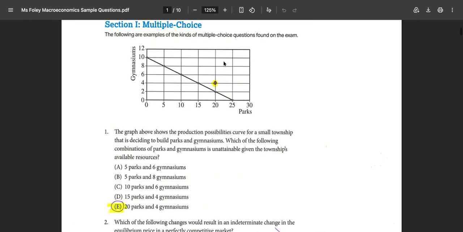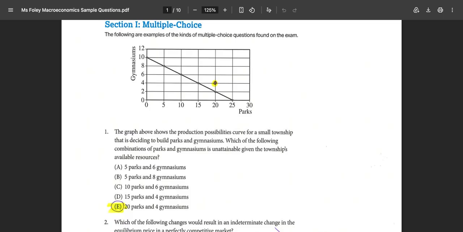It's an intro to econ question. It's about PPC curves. The graph above shows the production possibilities curve for a small township that is deciding to build parks and gymnasiums. Which of the following combinations of parks and gymnasiums is unattainable given the township's available resources?